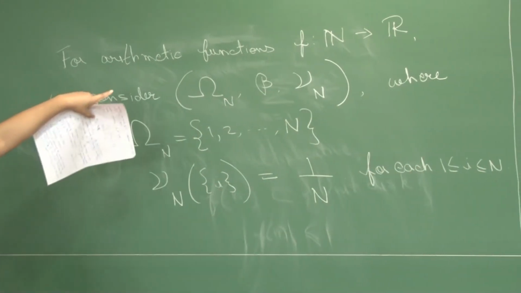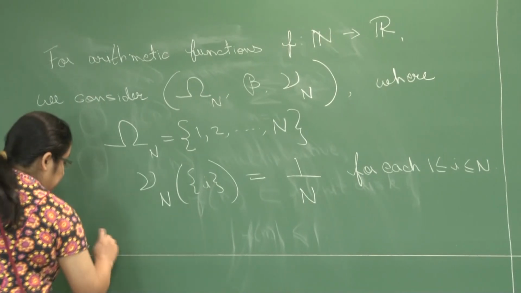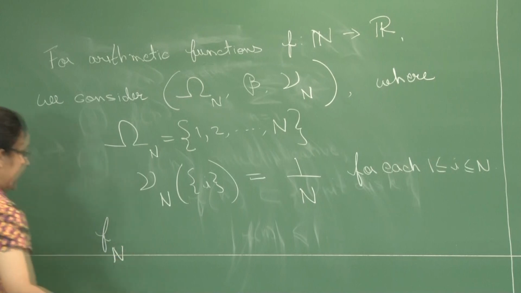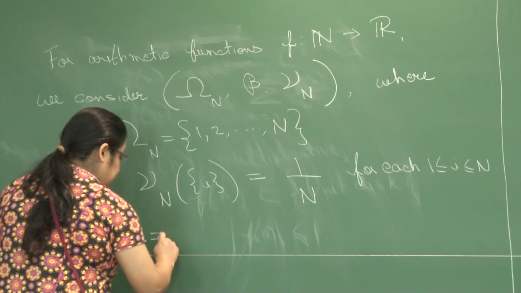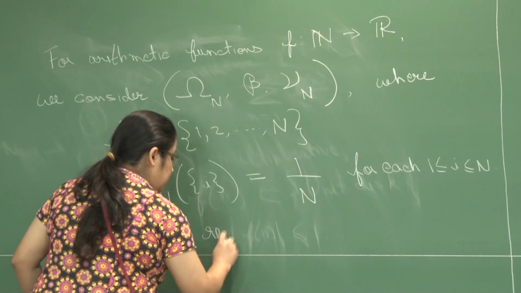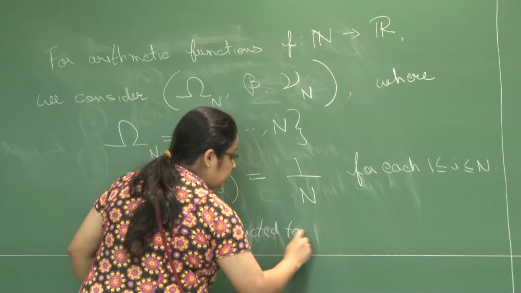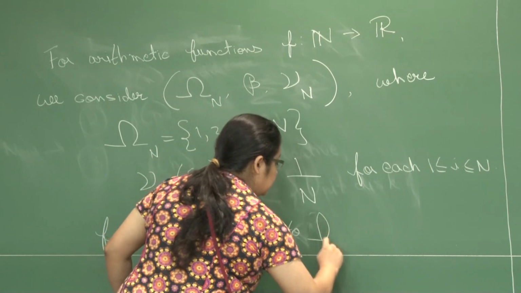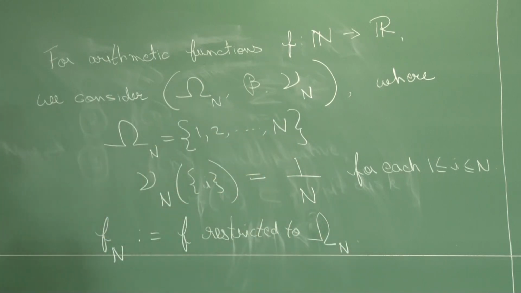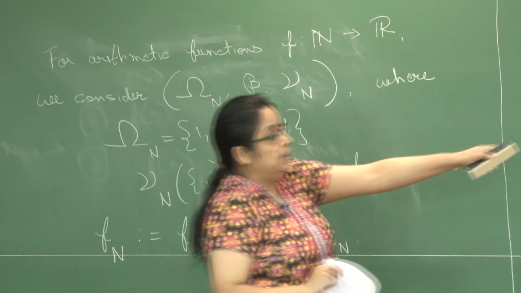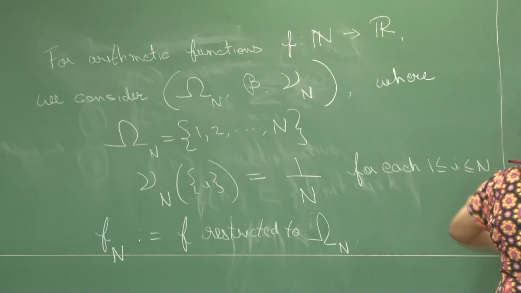and so our arithmetic function can be viewed as, so f sub n is just f restricted to omega sub n, and so this is how we learned to view arithmetic functions as random variables. This was a brief review in case you forgot, since we are meeting after a long time. So, with this in place, what does weak convergence refer to?